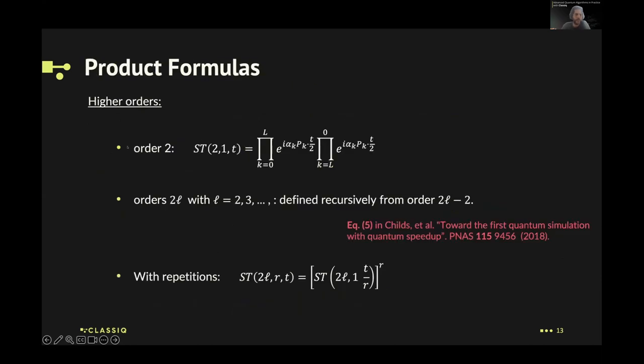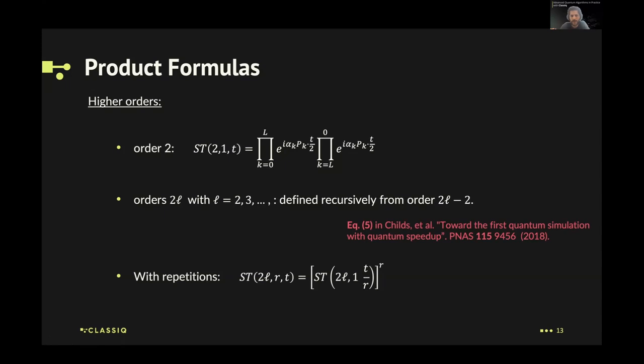And if we go to higher order, so for example, order two, you divide time by two, and then you take the terms from L to zero, and then the terms from zero to L. And you can also define higher orders, which are 2L, so you can define fourth order, sixth order, et cetera. And this is defined recursively. So the fourth order comes from the second order, et cetera.